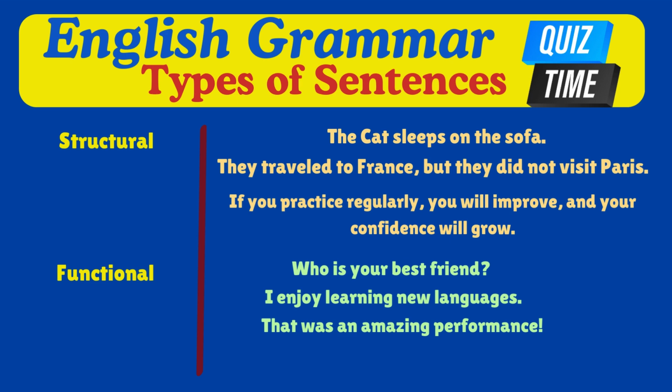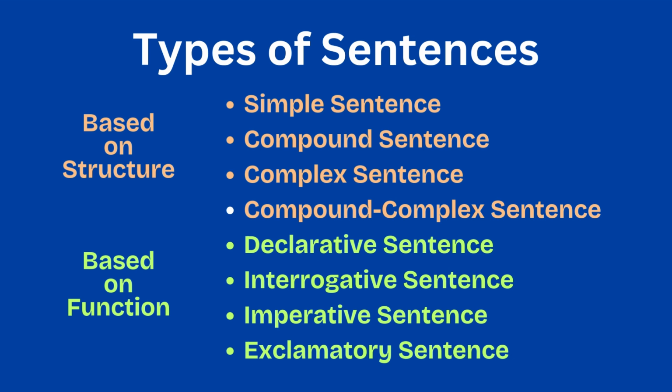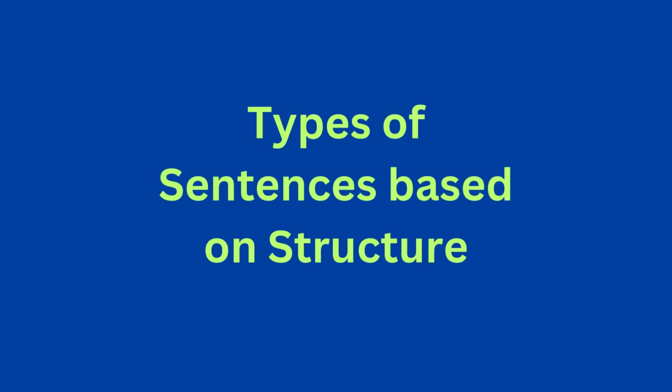Learn English grammar. Types of sentences. Types of sentences based on structure: simple sentence, compound sentence, complex sentence, compound complex sentence. Types of sentences based on function: declarative sentence, interrogative sentence, imperative sentence and exclamatory sentence. Types of sentences based on structure.